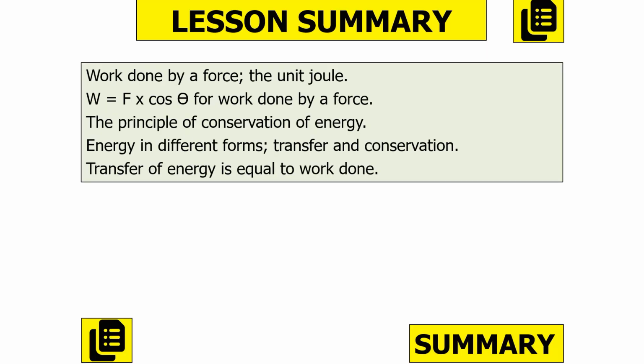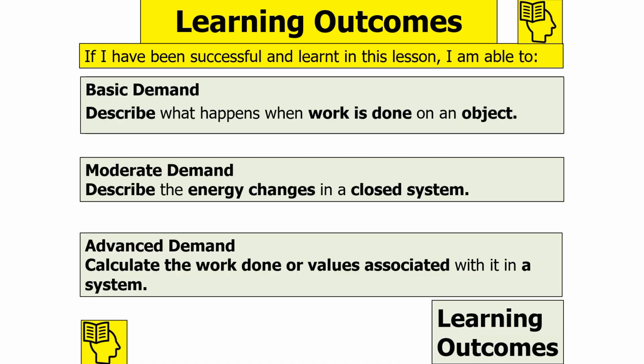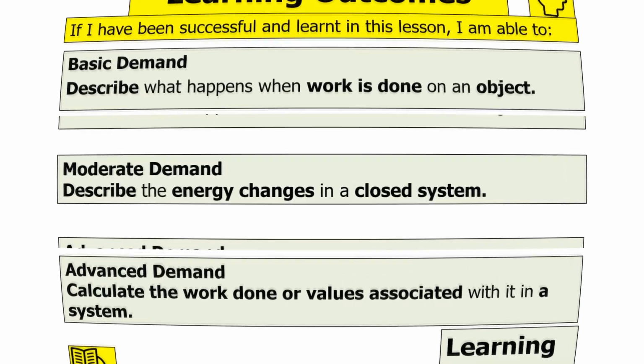So in today's lesson, we've looked at work done by a force, the unit of the joule. We've then looked at W equals Fs cos theta for the work done by a force. We looked at the principle of conservation of energy, energy in different forms, transfer and conservation, and the transfer of energy is equal to work done. So if we've been successful and we've learned in today's lesson, we can describe what happens when work is done on an object. We can describe the energy changes in a closed system, and we can calculate the work done or values associated with it in a system.